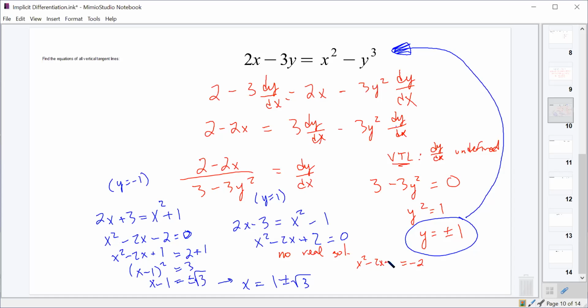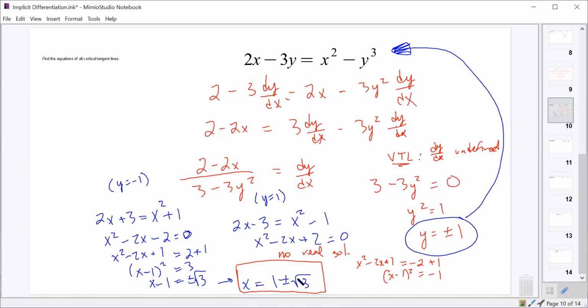And then when we added the 1, we have x squared minus 2x. Let's factor. We'd have x minus 1 squared equals negative 1. And then when I square root, I don't get any real solutions, right? Can't square root negative 1. Everybody agree with that or no? Yes. All right, so these are our only potential solutions, x equals 1 plus root 3 and x equals 1 minus root 3.